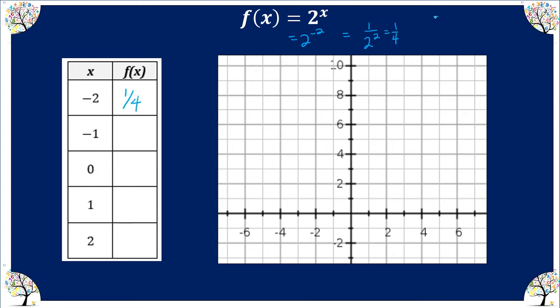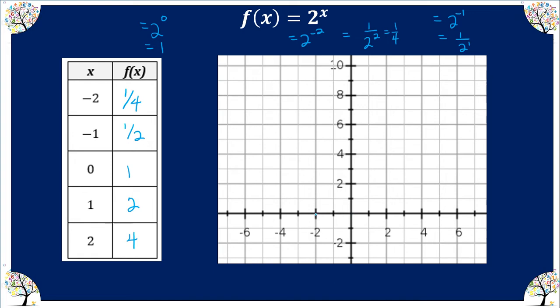And then when we plug in -1, we're going to reciprocate this, 1 over 2 to the positive 1. So we have 1/2. Then when we plug in 0, anything raised to the 0 is 1. And then when we plug in 1, 2 to the 1 is 2. And then when we plug in 2 for x, 2 squared is 4. And now we're going to graph this.